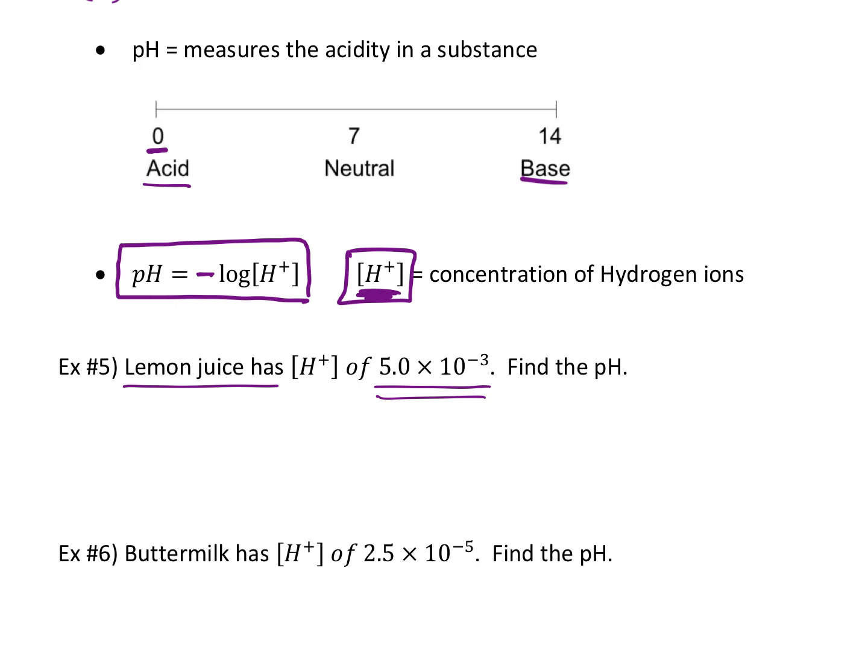5.0 times 10 to the negative third. We call that math meets science. Scientific notation. That's scientific notation, right? Scientific notation is always a number with one decimal place behind it times 10 to some power, right? So this is in scientific notation right now. When they ask you to find the pH, that number is in scientific notation typically. 5.0 times 10 to the negative third is the concentration of hydrogen ions.